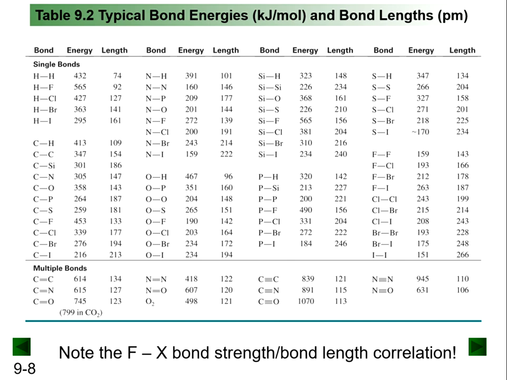Note the fluorine to halogen bond strength and bond length correlation, which is interesting. It does show that the bond strength decreases down this period, but the bond length is also increasing. So bond lengths can increase and bond energies can increase, or they can decrease. So the most important thing is measured values.